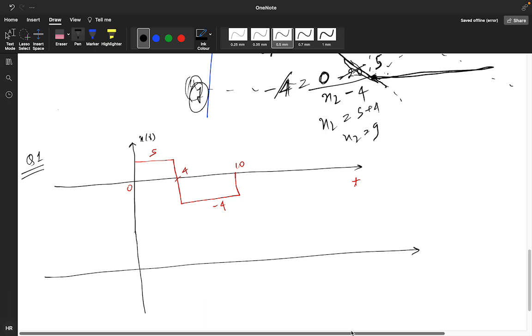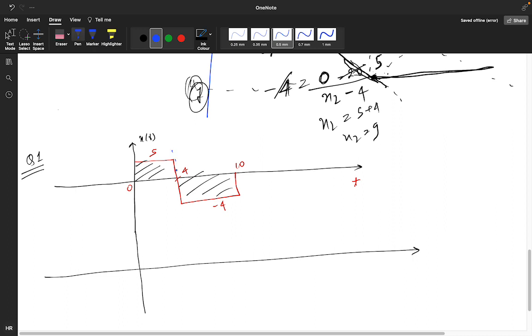So yesterday we were talking about this question, right? So yeah, we need to find the integration of this. So how will we do it?